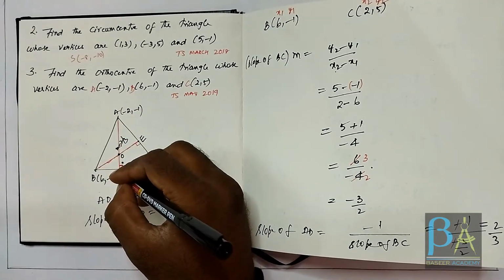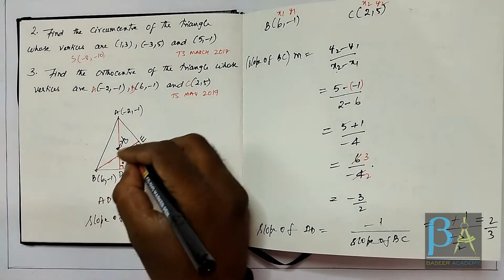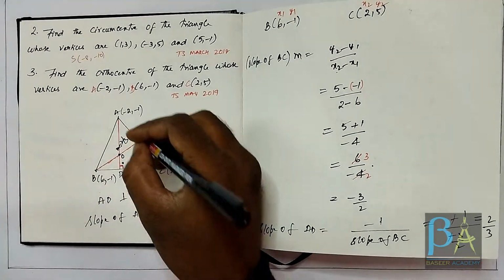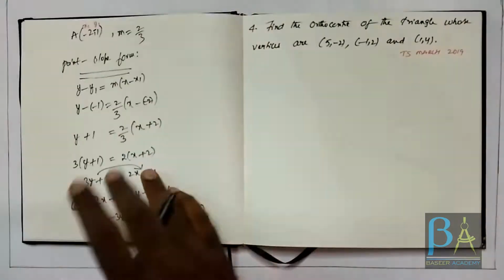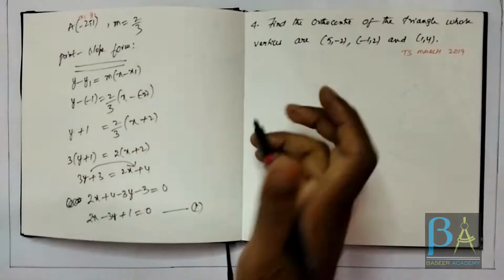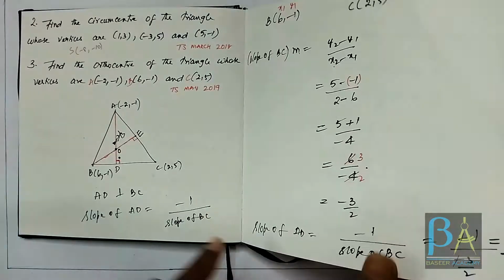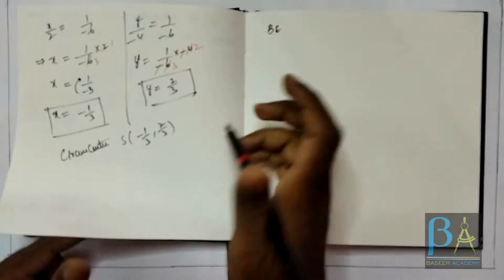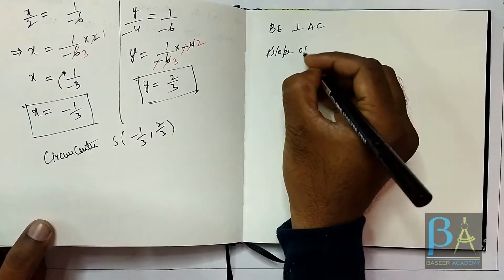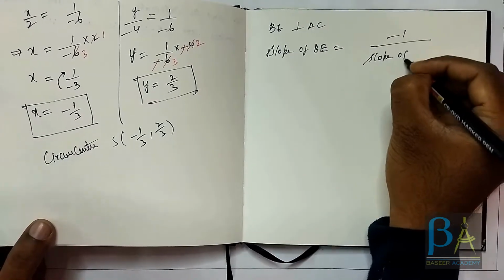In a similar manner, we will find out the equation of the altitude BE. I cannot find the slope of BE directly, but I know that BE is perpendicular to AC, isn't it? BE, let me write here. Let me use this page for you. I know that BE is perpendicular to AC. So slope of BE should be minus 1 by slope of AC.